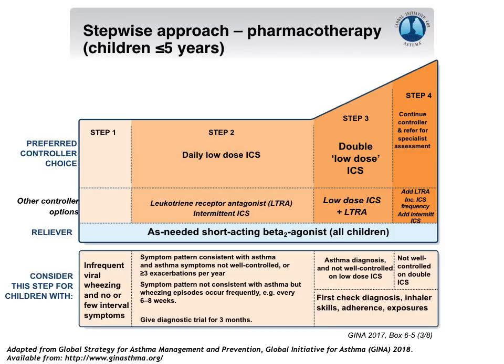This is an example created by the Global Initiative for Asthma, a stepwise approach for less than 5 years old children. It is divided into different steps: Step 1, Step 2, Step 3, Step 4. Based on this table, the preferred controller of choice still is the inhaled corticosteroids.